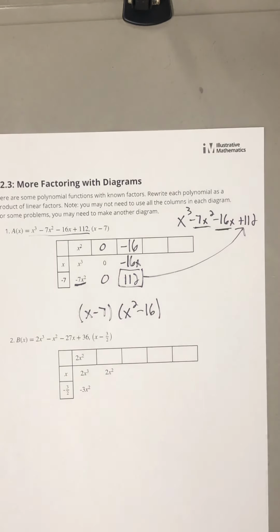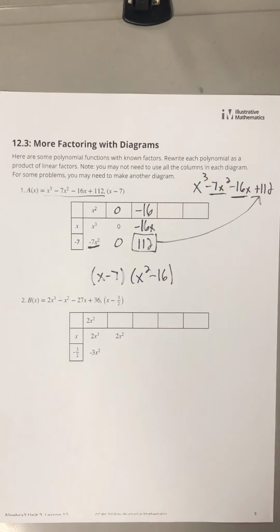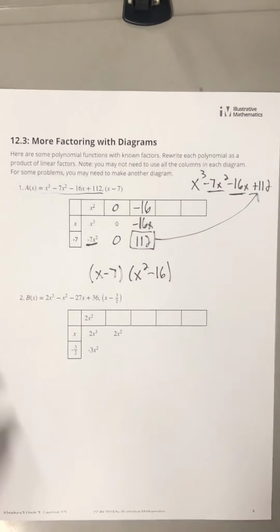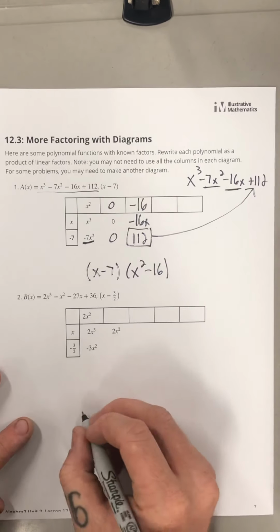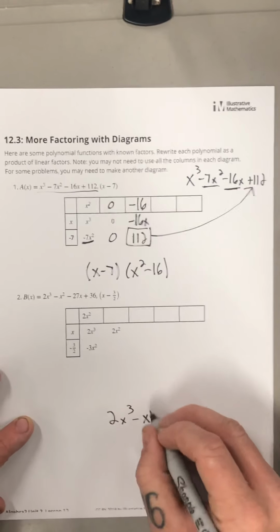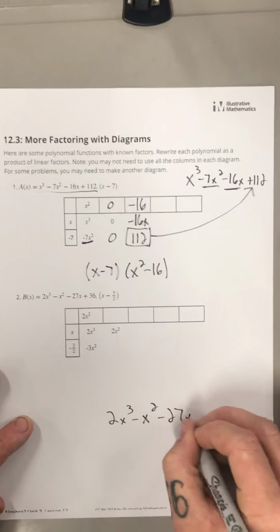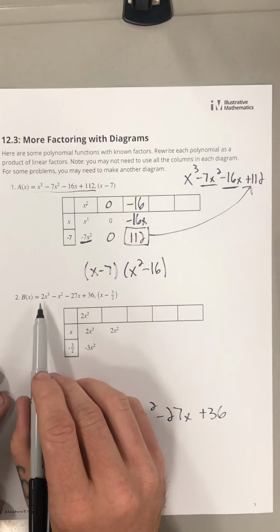Okay, so let me move on to number 2. They kind of did this one for you. All right, so here's your given factor. You're going to want to calculate for this one because it's a fraction and we all hate fractions. So this is your standard polynomial. I'm going to write it down here so that I can refer back to it. 2x cubed minus x squared minus 27x plus 36. You don't have to write it down here because it's literally right here.